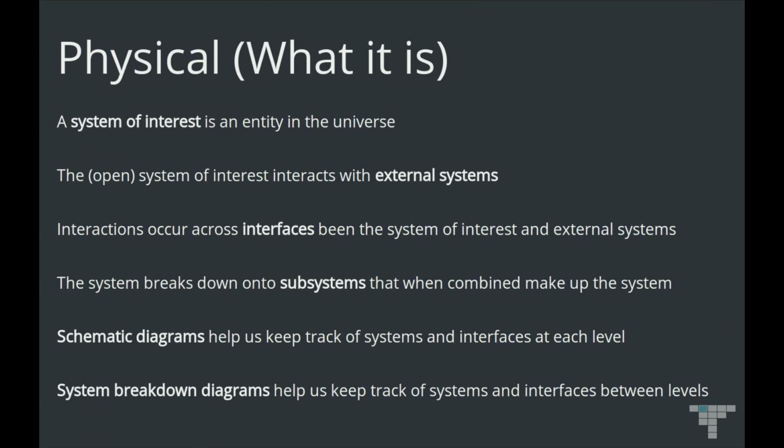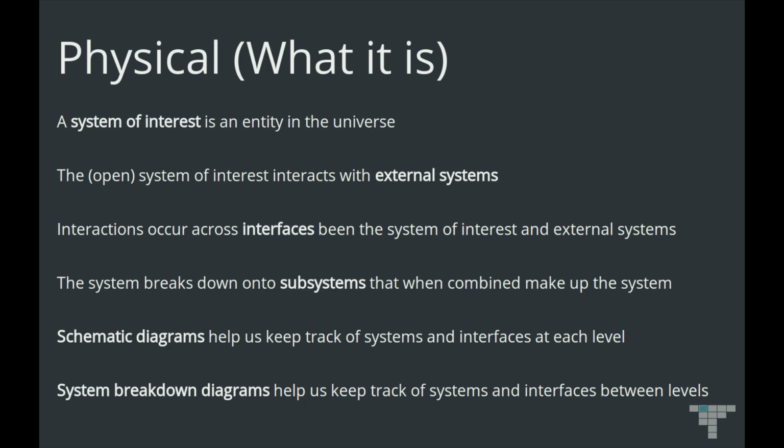A system of interest is an entity within a universe. The open system of interest interacts with external systems. Interactions occur across interfaces between the system of interest and external systems. The system breaks down onto subsystems that, when combined, make up the whole system.